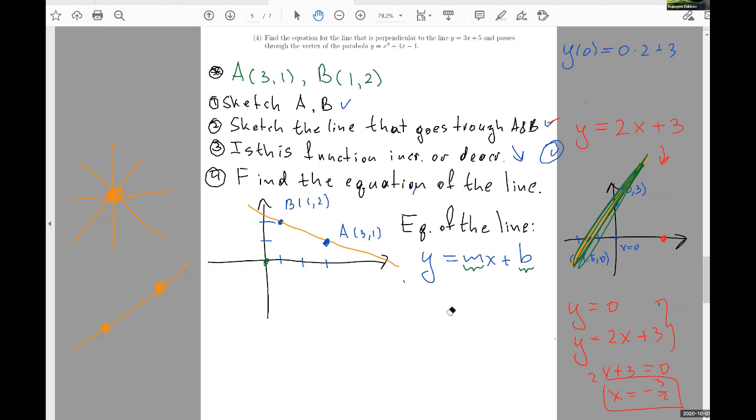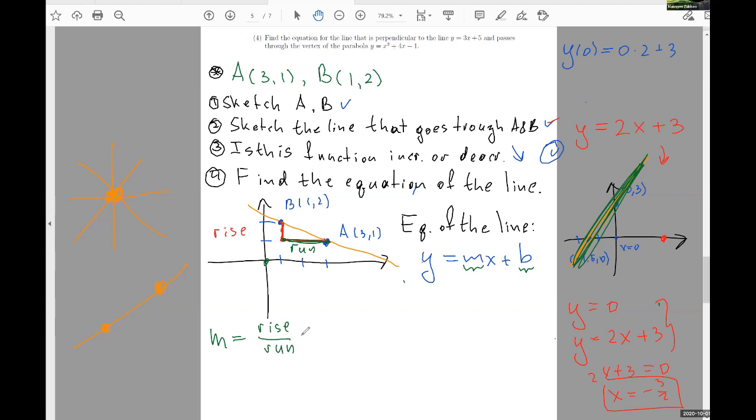Yeah, slope and y-intercept. So to find the slope, m is going to be rise over run. And the idea is the following. We go from point B to point A, so we have this triangle. This side over here is going to be your rise. This side over here, let me use a different color, is going to be your run.